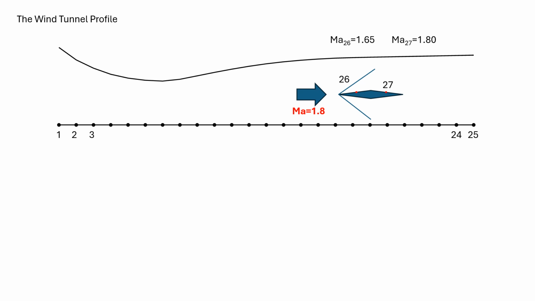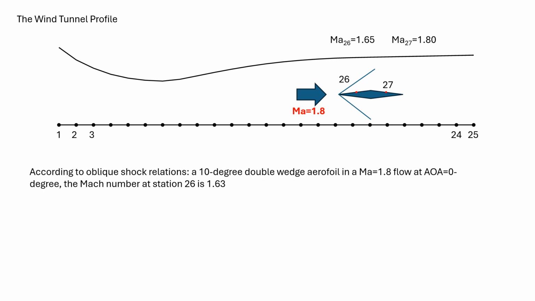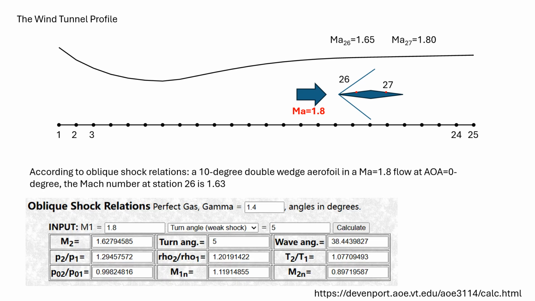And don't forget about the theory. The design Mach number of this supersonic nozzle is 1.8. If we use the aerodynamic calculator, the flow turning angle here is 5 degrees, and we can find, according to theory, the Mach number at channel 26 should be 1.627. That's 1.63, which is very close to 1.65.